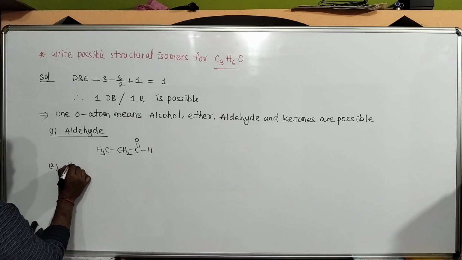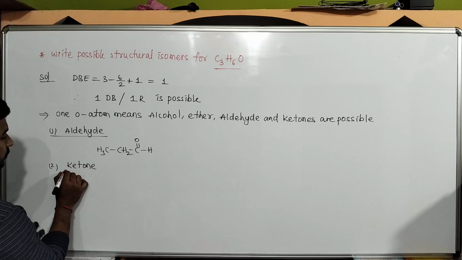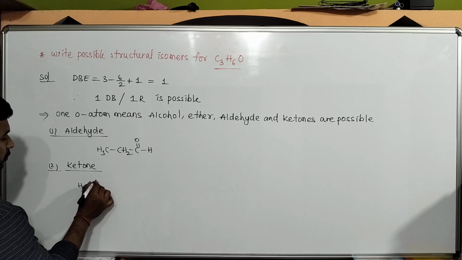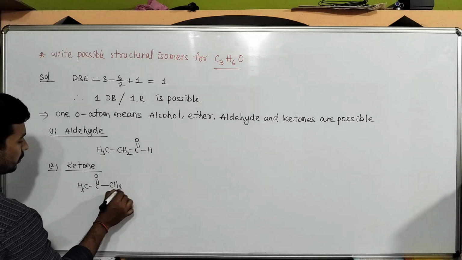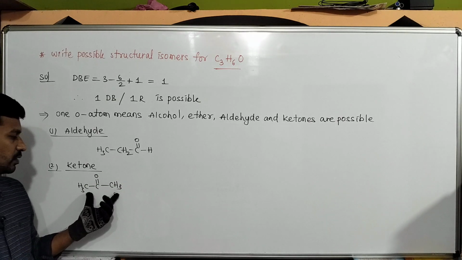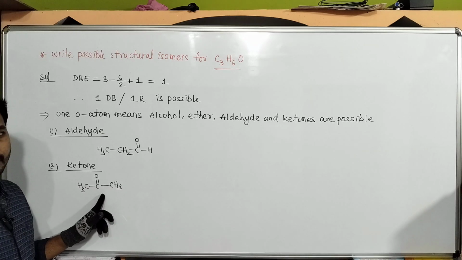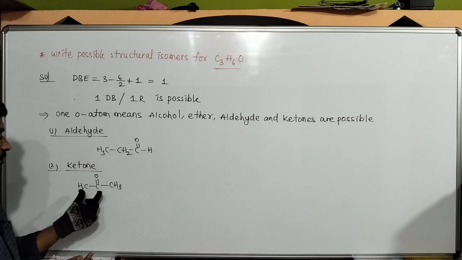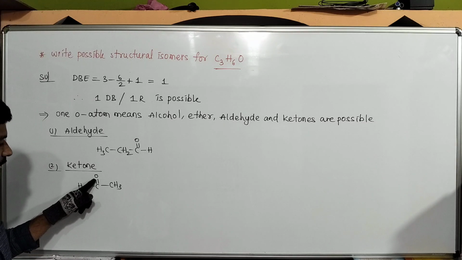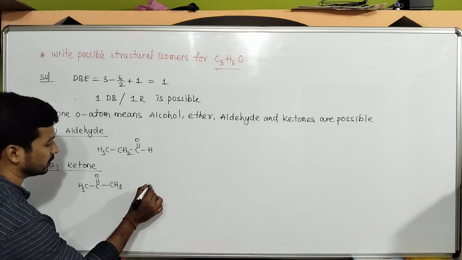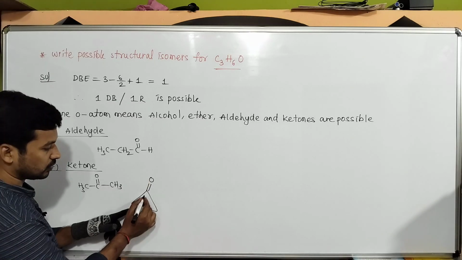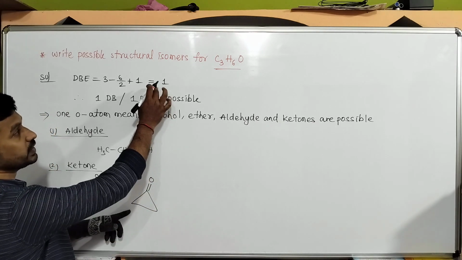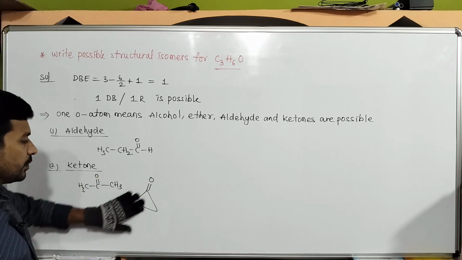Next, taking ketone. So ketone: CH3, double bond O, CH3. So only one ketone is possible. Cyclic is possible, but the formula becomes different. So here one double bond plus one ring is not possible, because that means DBE 2. A ring means DBE 1, a double bond means DBE 1, 1 plus 1 is 2. DBE is not 2. If DBE were 2, cyclic ketones would be possible.